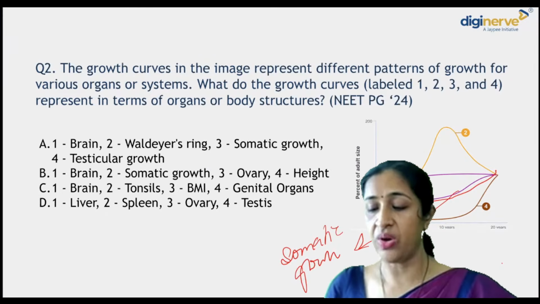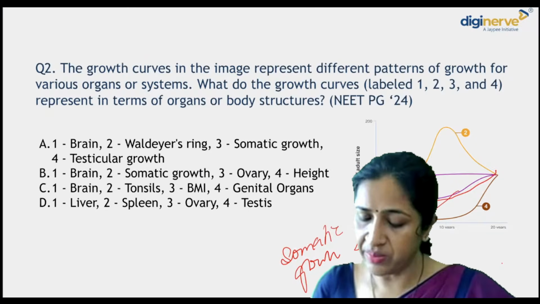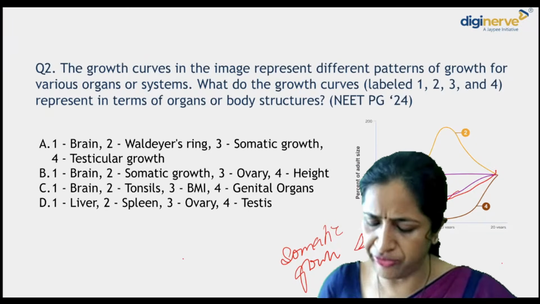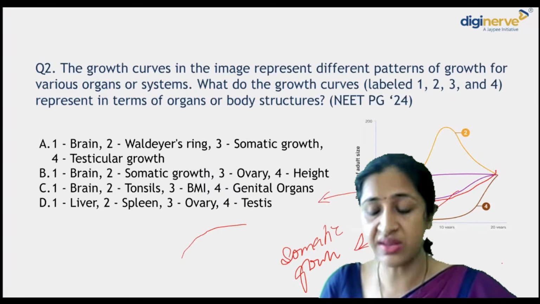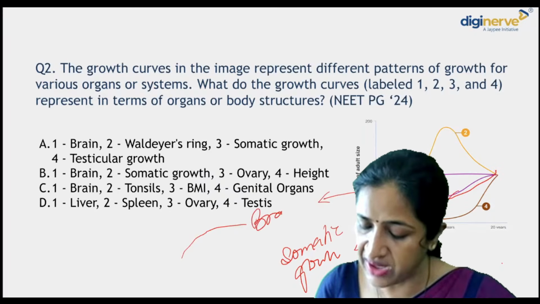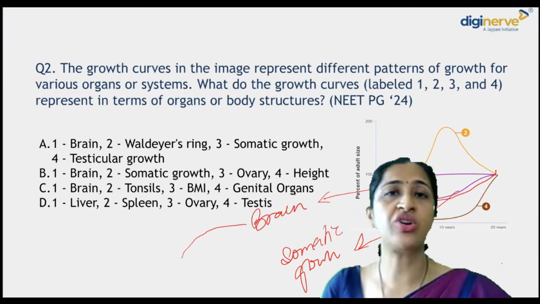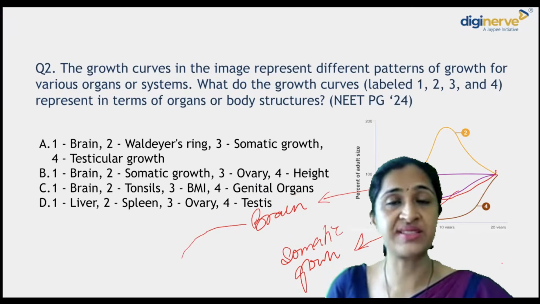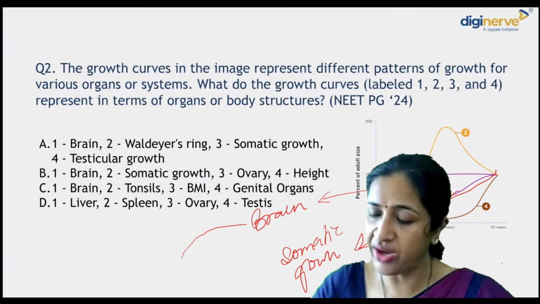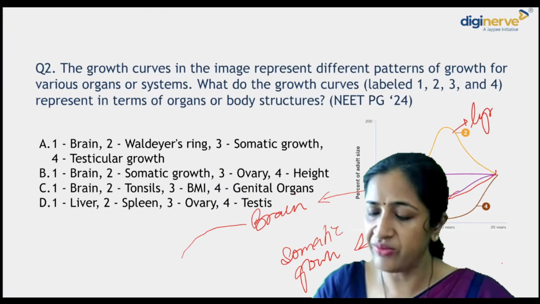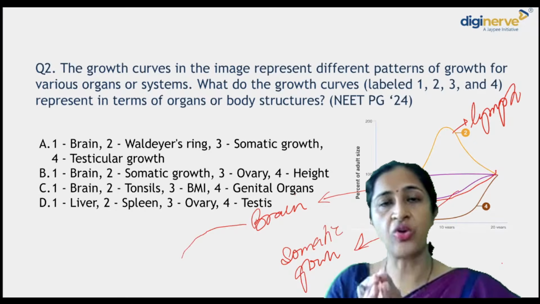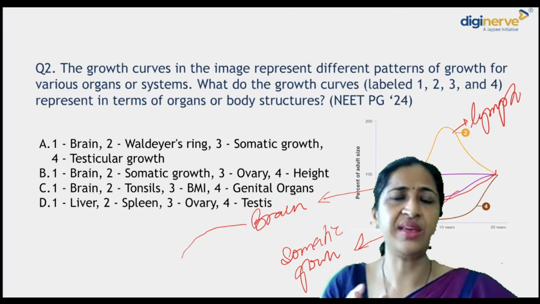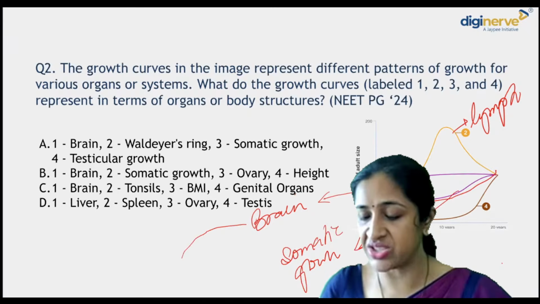Okay. Now, how did the brain grow? The brain grew first in the first 2 years and then stabilized. That looks like the first curve. So, this is the brain growth. Now, which organ of the body grows and regresses? That is the lymphoid growth. And which organ grows nearly parallel with the pubertal growth? That is the genital growth.